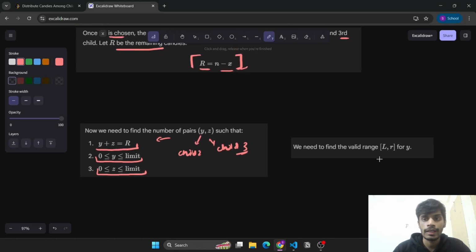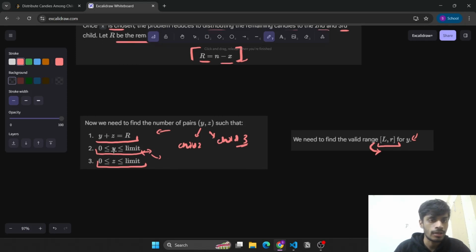So what if we try to find out a particular range of possible values for the second child, for y, or we can also find for the third child as well. But here, what if we try to find out the possible range of values for the number of candies that we can give to the second child. So let's try to rewrite the equations here. Instead of z, let's replace it with r minus y. So if we replace it with r minus y, we will get r minus y is less than or equal to limit and greater than or equal to 0.